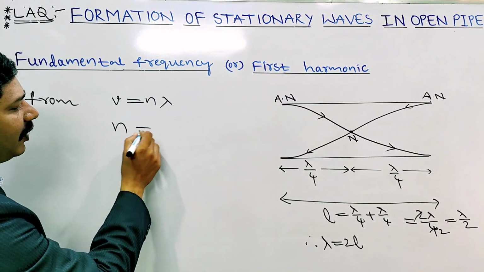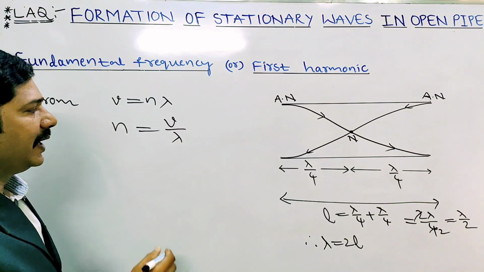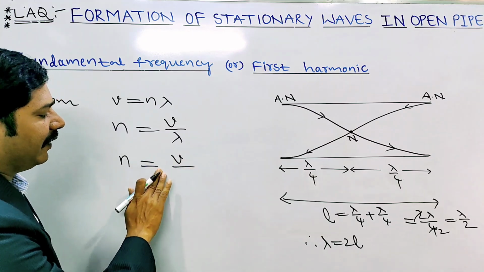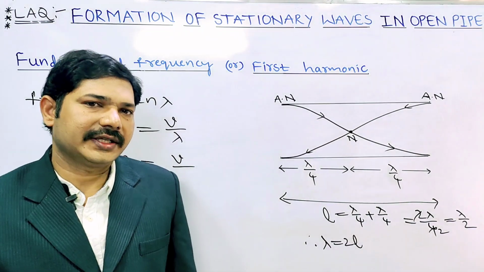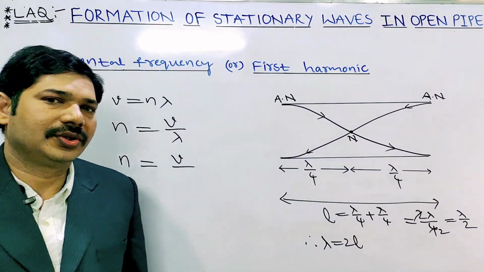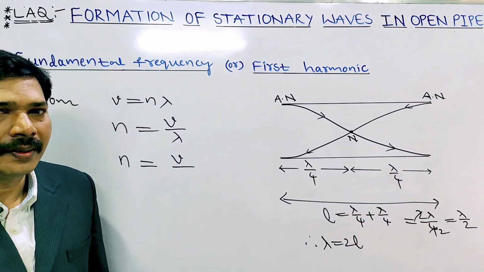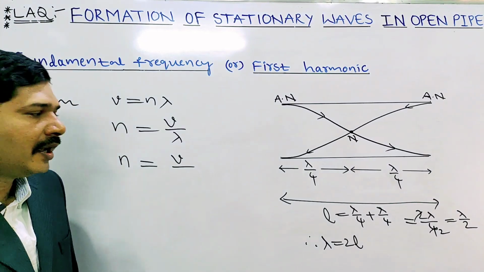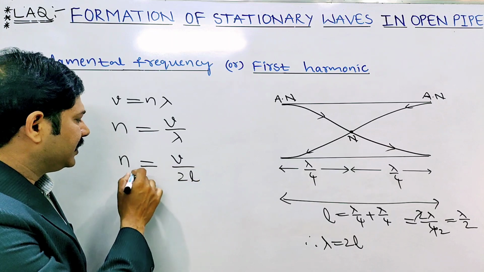N equal to what? V by lambda. N equal to v by lambda. N equal to v, the velocity of sound v value, I am keeping like that only as it is. In the string case we substituted the transverse wave velocity, under root of T by mu, but here no need to substitute. V value keep as it is, by lambda. Lambda is how much? 2L. This is say n1.